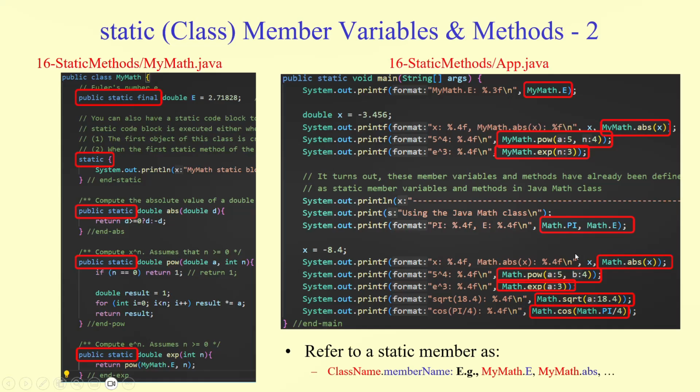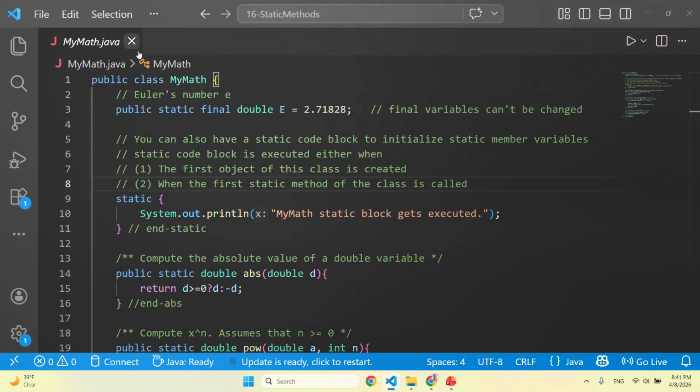So here is the driver code that makes use of this new version of mymath class. So in order to access the constant e within this mymath class, I'm saying mymath.e. Again, I did not create any object of mymath at all, as you can see. I'm just saying mymath.e to refer to the constant e, which is public static final. And in order to make a call to any of these functions, I'm just saying mymath.abs, mymath.pow, mymath.exp.